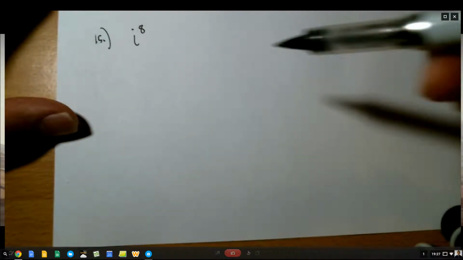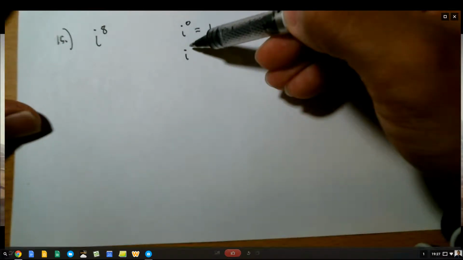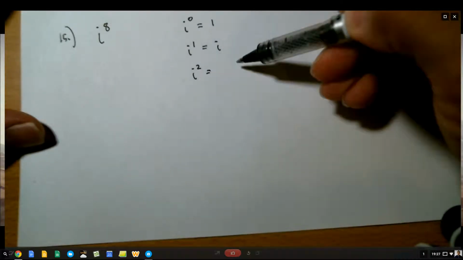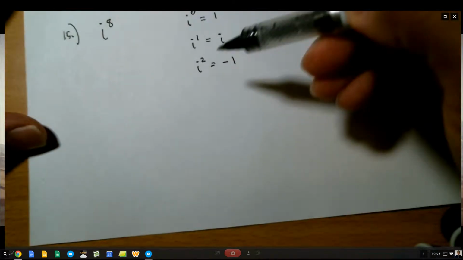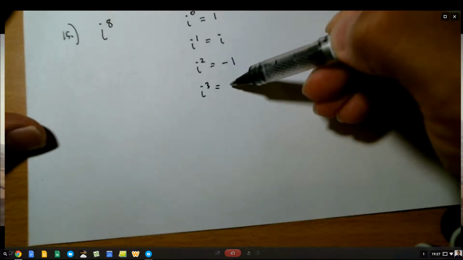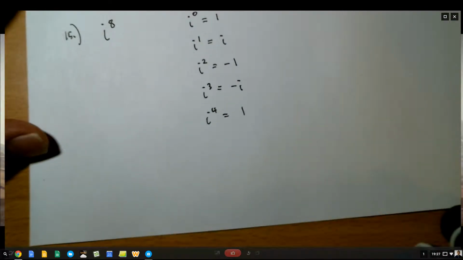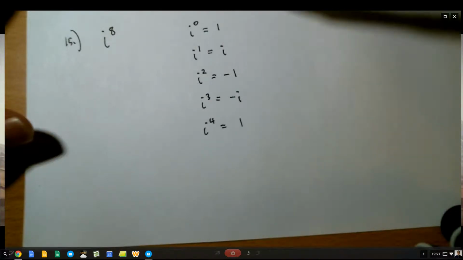Number 15. Okay, so we have i to the 8th power, and we want to simplify this. So before we do, I want to review what we did in class earlier. Okay, remember what we did? We saw that i to the 0th power is 1. i to the 1st power is just i. i to the 2nd power is negative 1. i to the 3rd power is negative i. i to the 4th power is back at 1. Okay, so in class we did this.